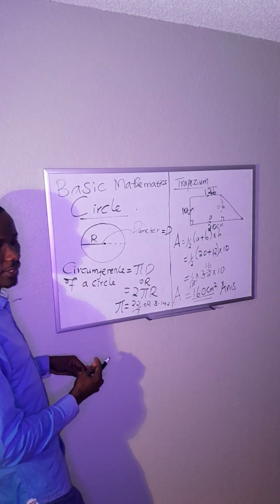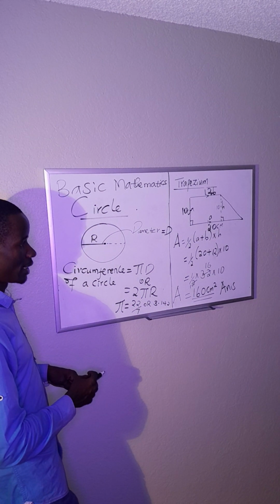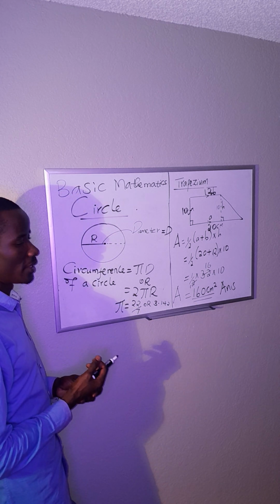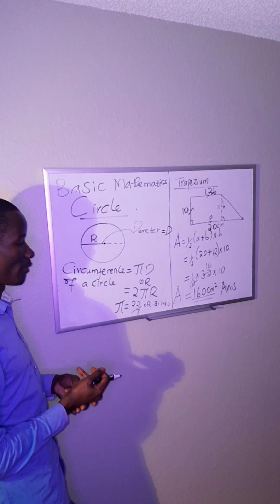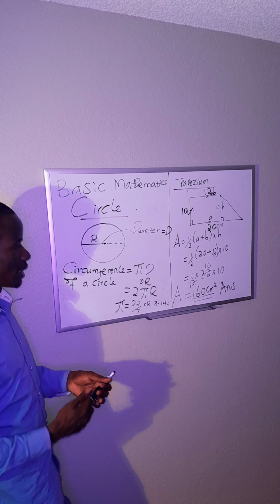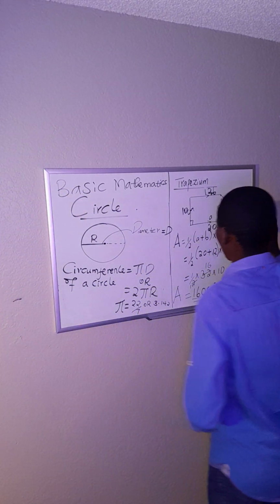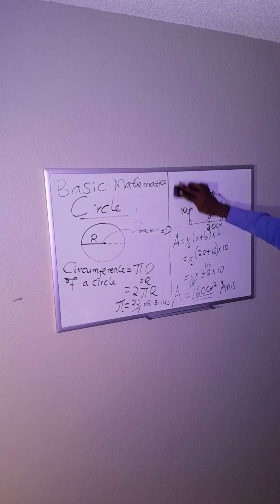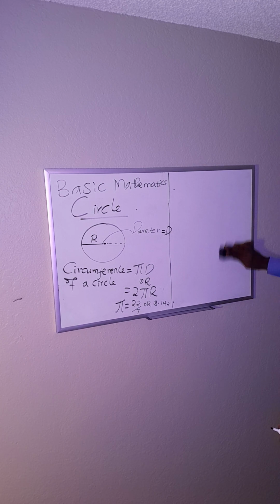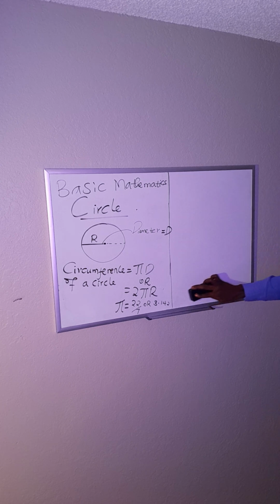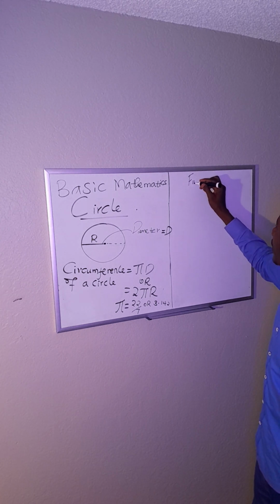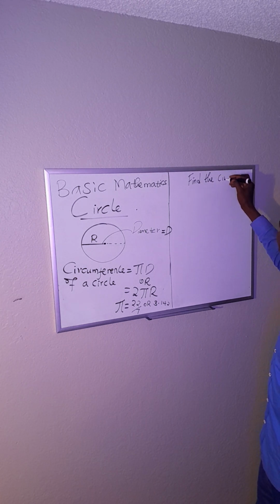So this is a constant that is used in mathematics, especially when finding the area of a circle, the circumference of a circle, the area of a sphere, the surface area of a cylinder, the volume of a cylinder. We have to involve the use of pi, which is a very important constant in mathematics. Therefore, I'll go ahead and give you an example of how to find the circumference of a circle. From there, I will also show you how to find the area of a circle. Therefore, we start by finding the circumference. Find the circumference.